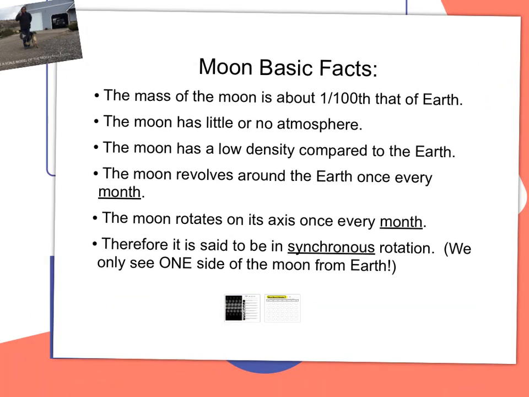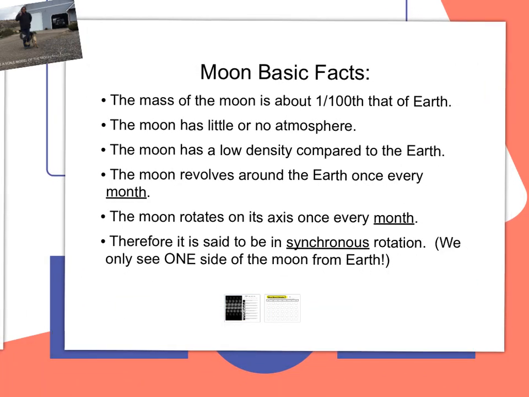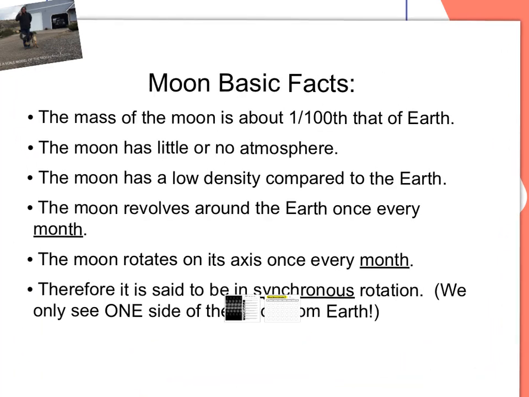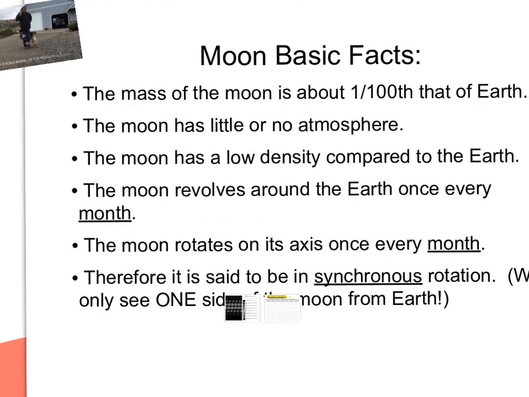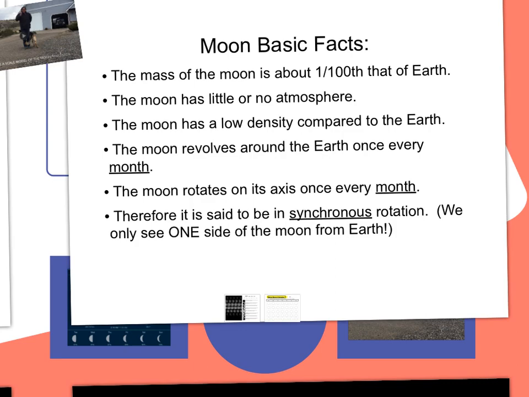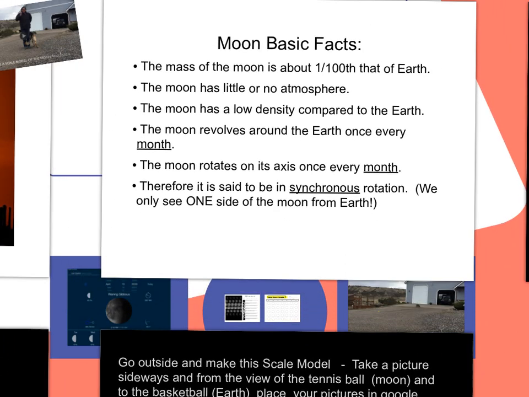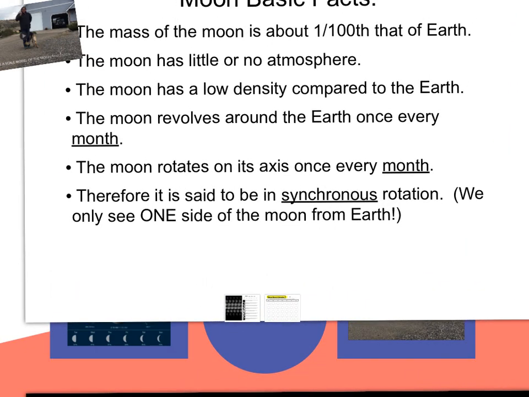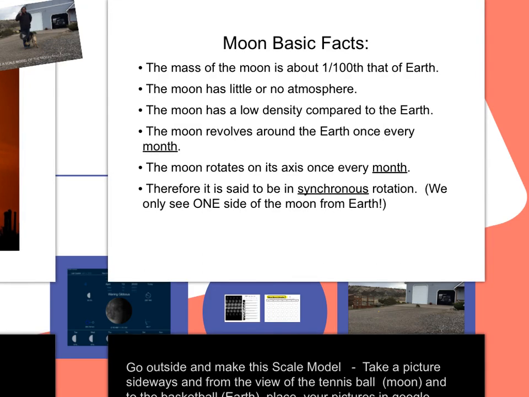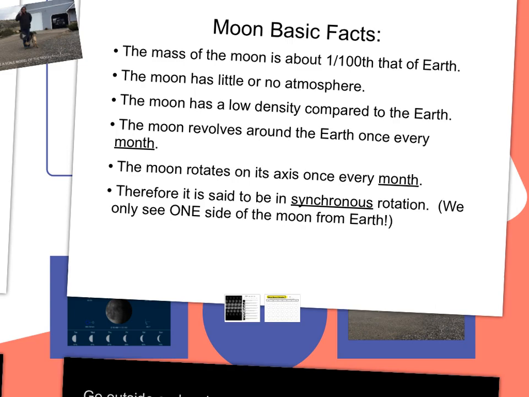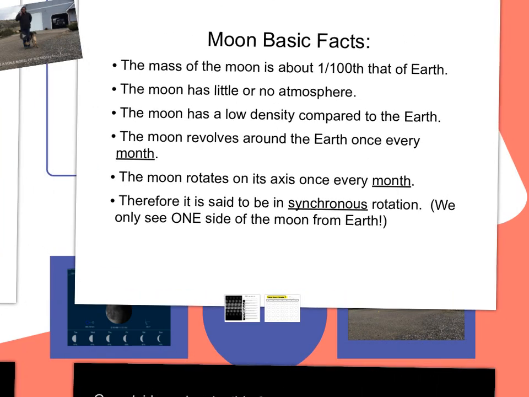Now, the mass of the moon, and we learned earlier that mass is kind of like the weight, is about 1/100th that of the Earth. And the moon, we know, has little to no atmosphere, and it has a low density compared to the Earth. And the moon revolves around the Earth once every month, and we're going to talk about that later. And it rotates on its axis once every month, and I'm going to do a simulation about that sometime this week. Therefore, it's said to be in synchronous rotation. We will only see one side of the moon from the Earth, and you're going to learn why in another lesson.